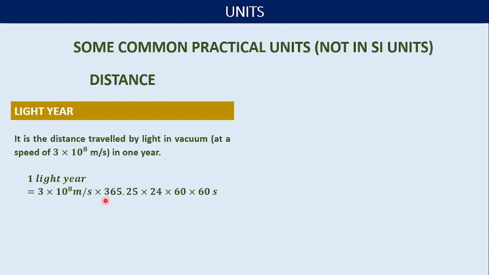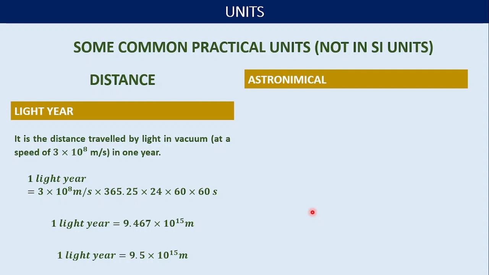So 1 year contains 365.25 days, and one day has 24 hours, 1 hour has 60 minutes, and 1 minute has 60 seconds. If you multiply all these values, finally we get 1 light year equals 9.5 into 10 power 15 meter. A space shuttle in space travels at 8 km per second, then it takes 37,000 years to travel this distance. Then imagine how long this 1 light year distance is.